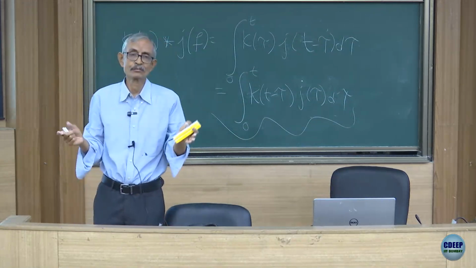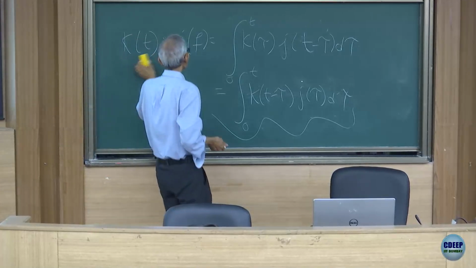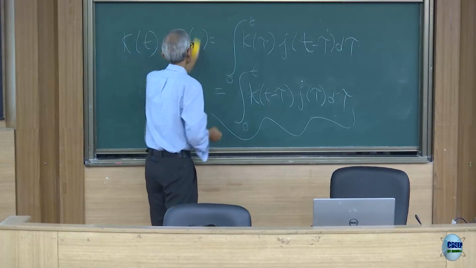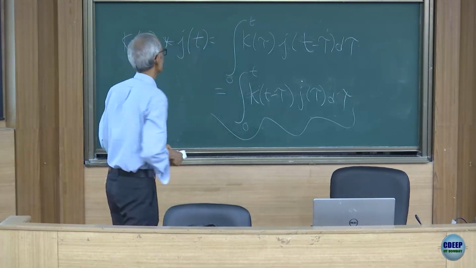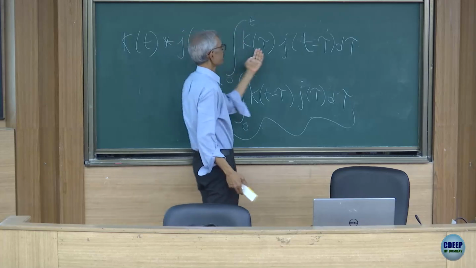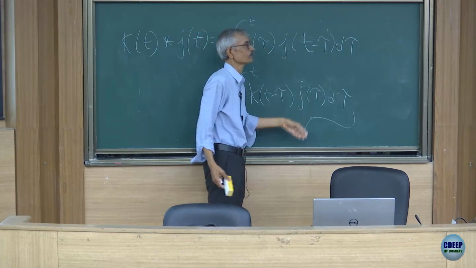Now you can if you wish. Okay. So k times j is going to be the integral from 0 to t of k(tau) j(t minus tau) d tau. This is equal to this.